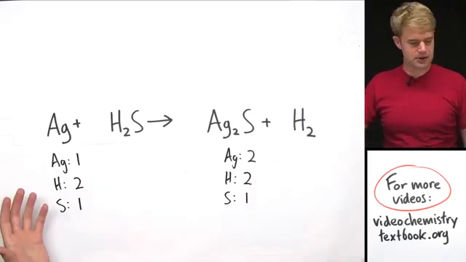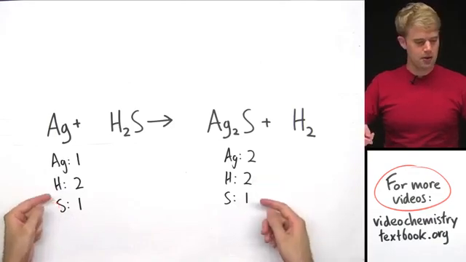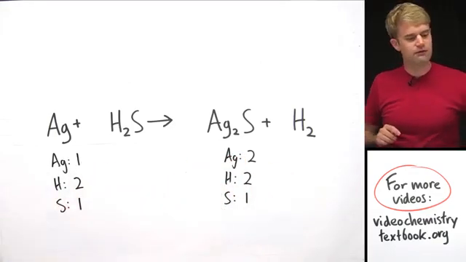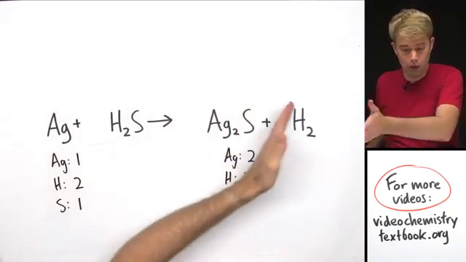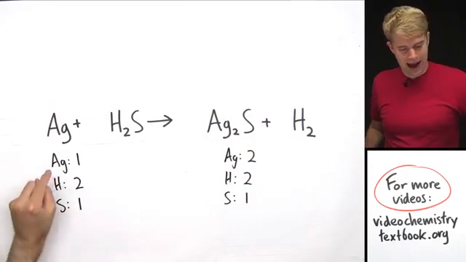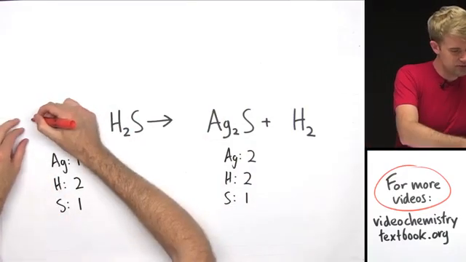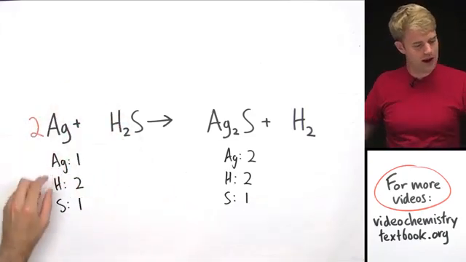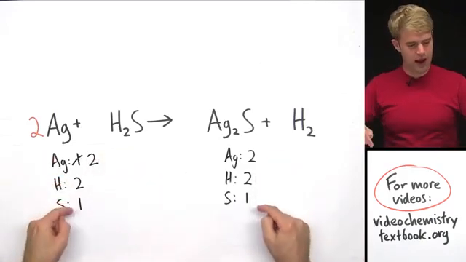Okay, what balances and what doesn't? Well, the hydrogens and sulfur both balance, but the silver, we have 2 here and 1 here. We can fix it by adding a number or coefficient in front of one or more of these elements and compounds. I need more silvers on this side, and luckily, I can just put a 2 in front of this Ag. So now instead of having 1 Ag, now I have 2, and now I got 2, 2, and 1.